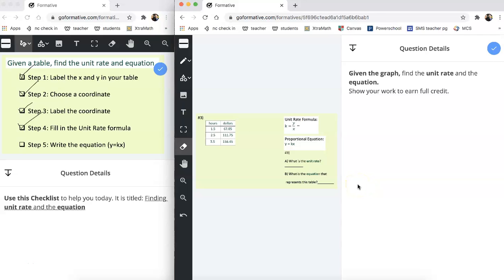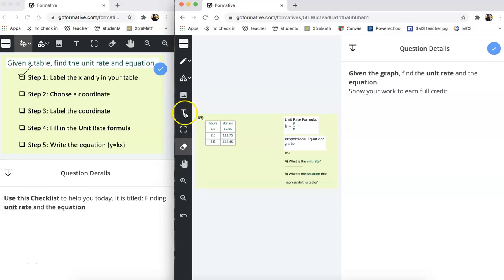It's time for example 3. In this table, we actually have decimals this time. The first thing I'm going to do is erase my checklist and then start over with number 1. So number 1 reads, step 1, label the X and Y in your table. All right, I'll go over and do that.